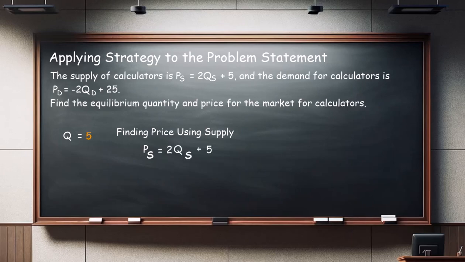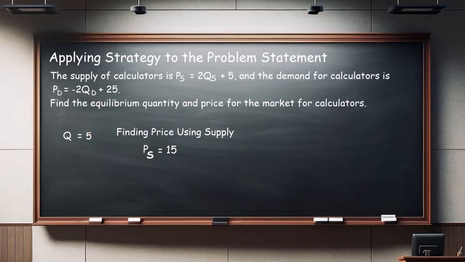Substituting 5 for q into the supply equation, the expression becomes P subscript S equals 2 times 5 plus 5. Next, multiplying 2 times 5 is 10. So, the expression becomes P subscript S equals 10 plus 5. Next, add 10 to 5, and the expression becomes P subscript S equals 15. So, the equilibrium price calculated using the supply equation is 15.